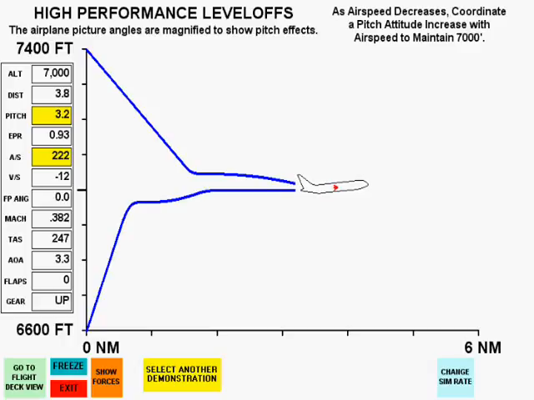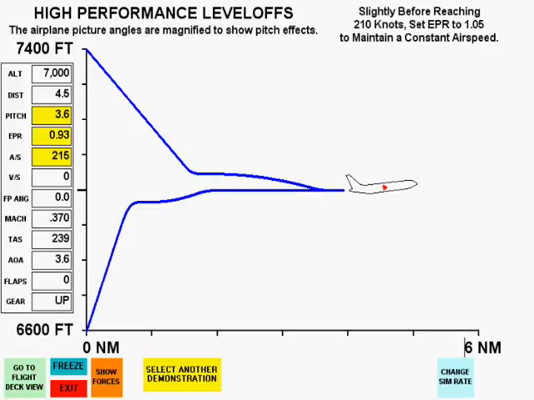After altitude capture, we must increase the pitch attitude as the airspeed decreases to maintain the altitude. As we approach our target airspeed of 210 knots, we'll set the EPR to 1.05 to maintain the airspeed constant.